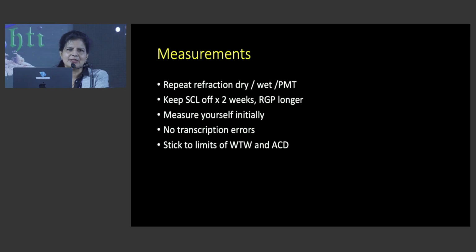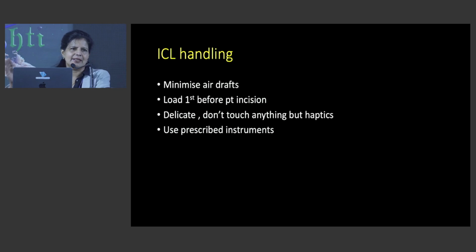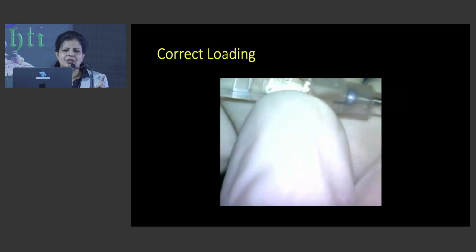And always stick to the limits of the white to white and the anterior chamber depth as is prescribed for all phakic IOLs by the manufacturer. So, namely, not less than 2.8 and always above 11.5. Minimize air drafts when you're loading and always load the ICL and keep it before you start on the patient. The ICL is a very delicate object, especially the central optic, which is very thin. So it would be a good idea only to use prescribed instruments and touch the haptics.